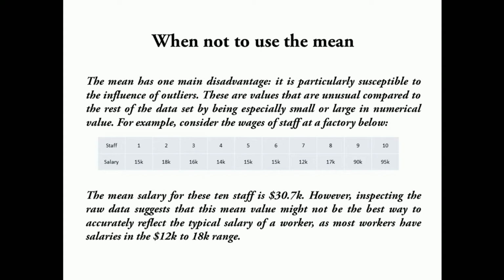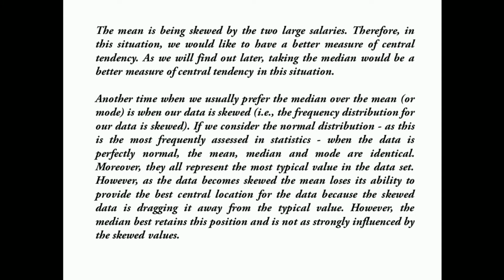Here we have 10 staff with different salaries. The mean salary for these 10 staff is $30,700. However, inspecting the raw data suggests that this mean value might not be the best way to accurately reflect the typical salary of a worker, as most workers have salaries in the $12,000 to $18,000 range. The mean is being skewed by the two large salaries. Therefore, in this situation, we would like to have a better measure of central tendency. As we will find out later, taking the median would be a better measure of central tendency in this situation.